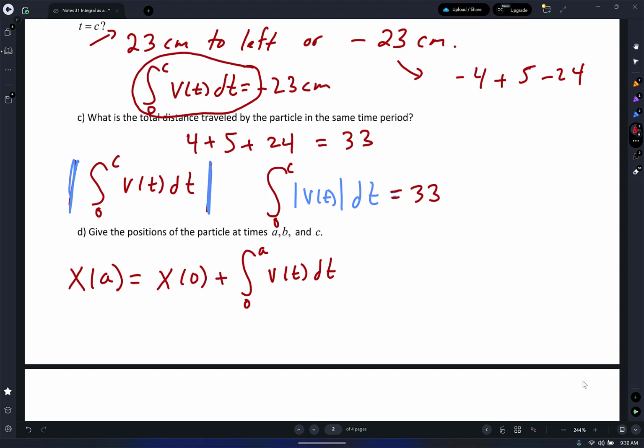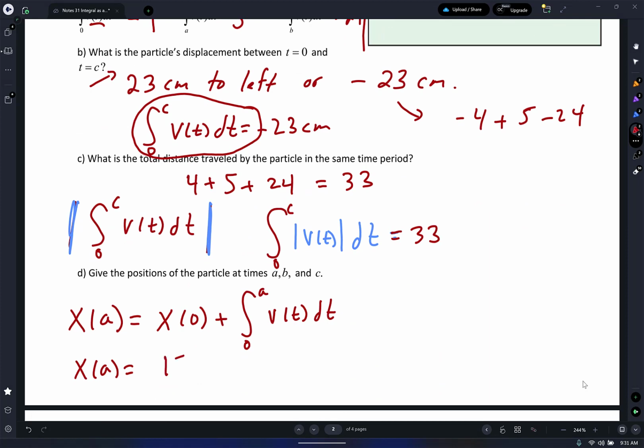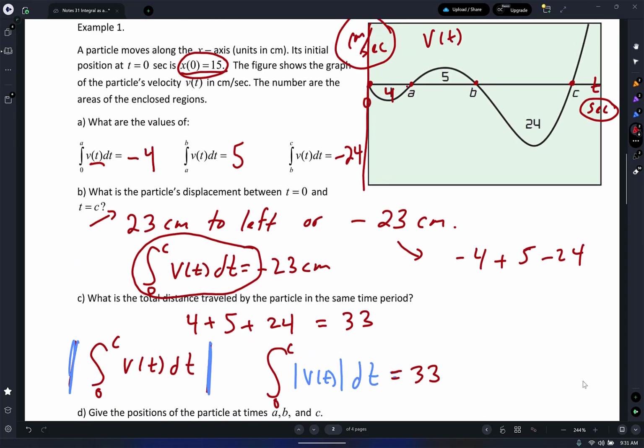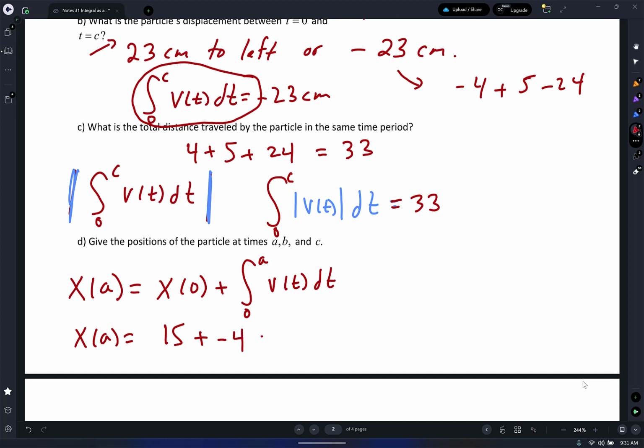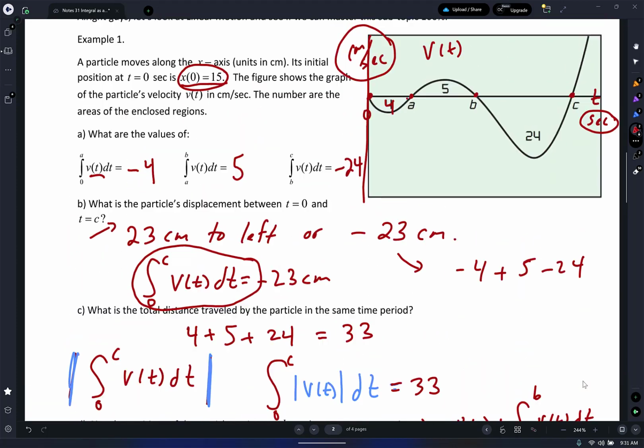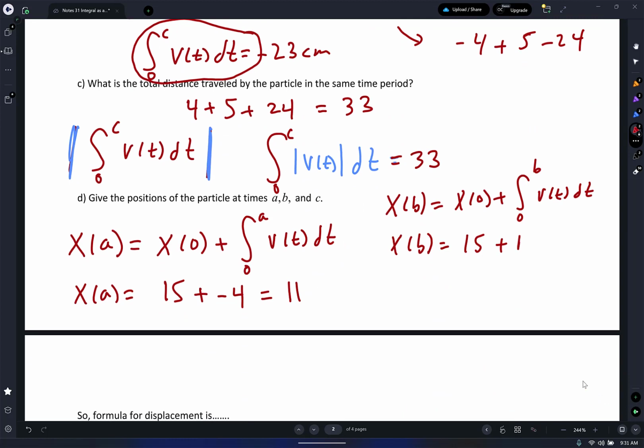Does that make sense? So let's see, x of A is nothing more than, what was my initial position? 15? 15 plus, and I guess I could also write minus, but plus a negative what? Negative 4, so I'm at position 11. That's the same thing that I'm going to do for B. So I'm going to write x of B equals x of 0 plus integral from 0 all the way to B of v of t dt. So x of B equals 15 plus negative 4 plus 5 was what? 1. So I'm at position 16.